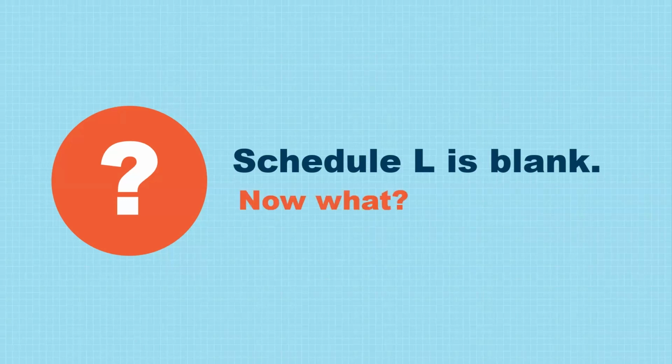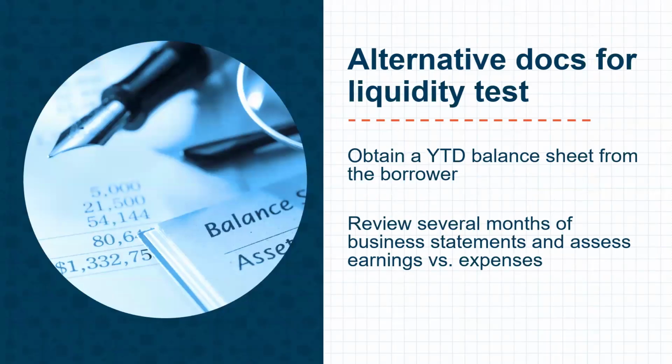Now what? This is a very common question because if the business does not have gross earnings of at least $250,000, it is not required to complete a Schedule L. Some alternative docs for completing a liquidity test would be to obtain a year-to-date balance sheet from the borrower or review several months of business bank statements and assess earnings versus expenses.